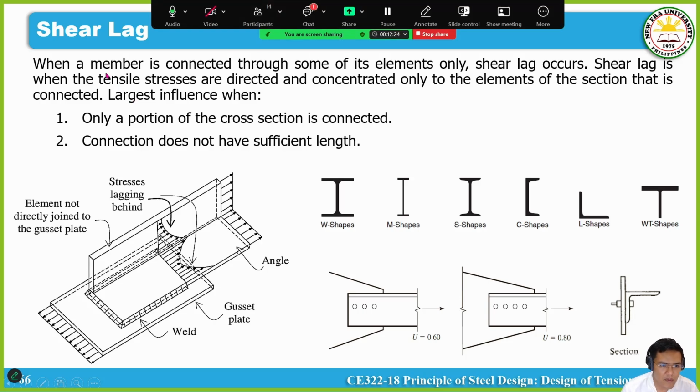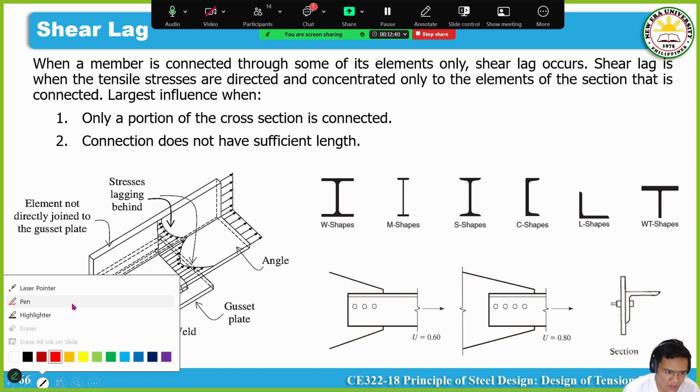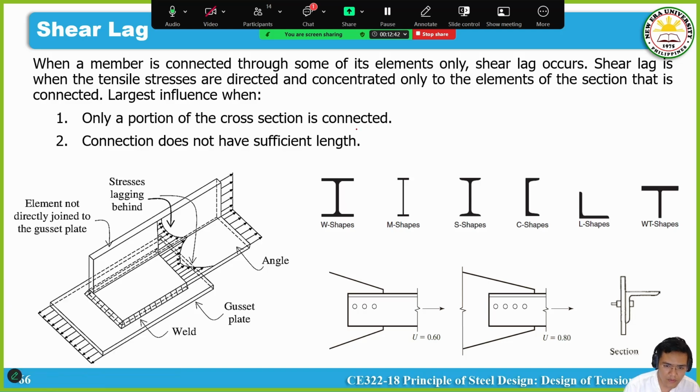So, when a member daw is connected through some of its elements only, shear lag occurs. So, halimbawa, dito sa wide flange or double shape na section, bibilangin mo yung elements mo. So you have first element, second, third, fourth, and fifth. So 5 elements ang meron ka sa double shape. Similarly for L shape naman, so you have first and second. So 2 elements lang.